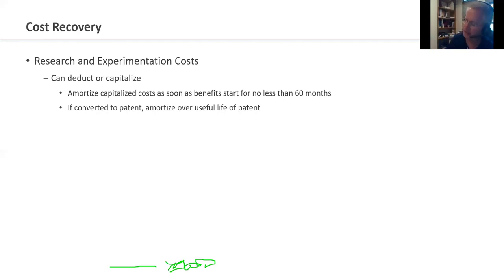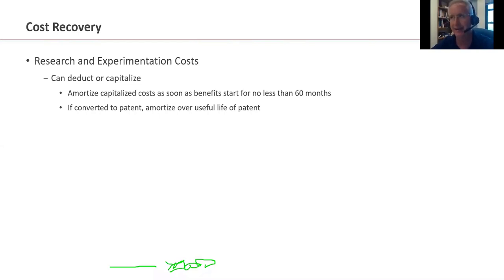So I've capitalized these costs, like all my experimentation costs. I have lab costs. I'm testing it on rats, and then I'm testing it on people, and I'm trying to get it through the FDA approval process. Ultimately, I realize, you know what, I think this thing's going to become a drug. So I file for a patent, and I get a patent on that drug. The second I get that patent, I start to amortize all the costs I incurred for my lab rats and my people and my testing. I start amortizing that over the useful life of that patent.